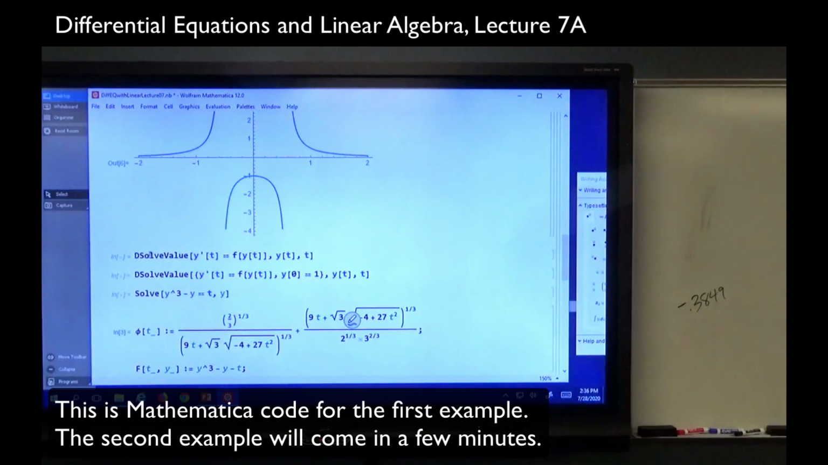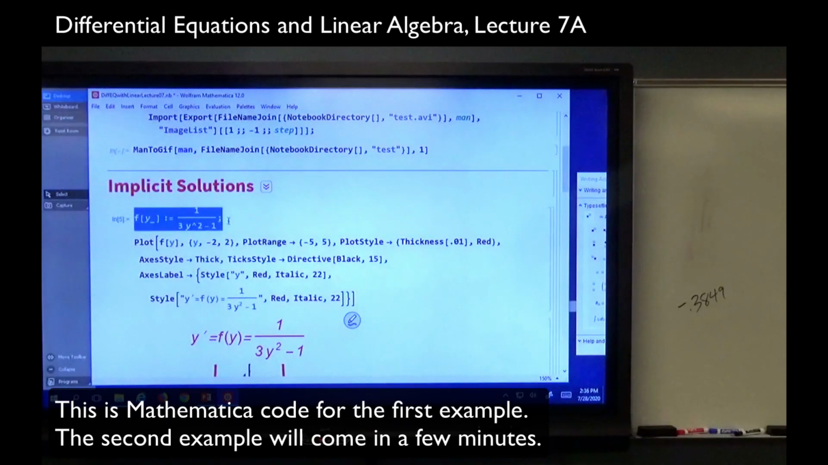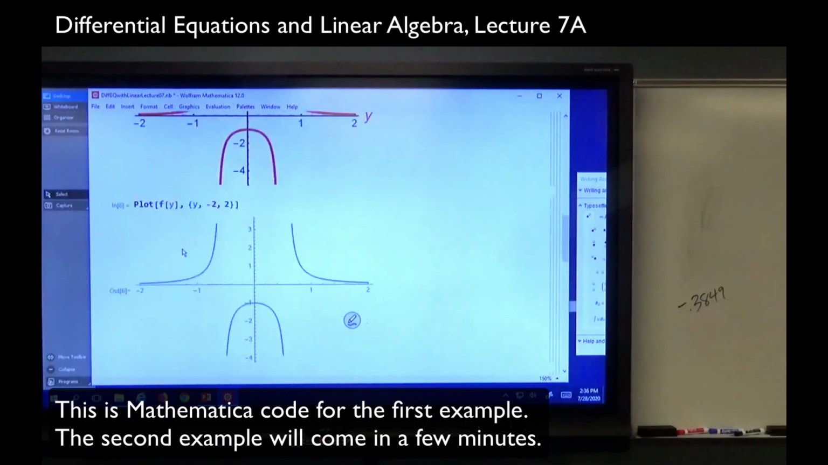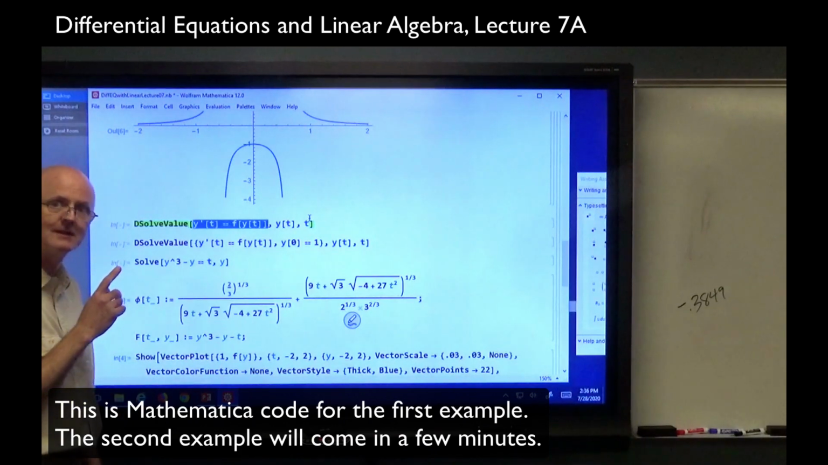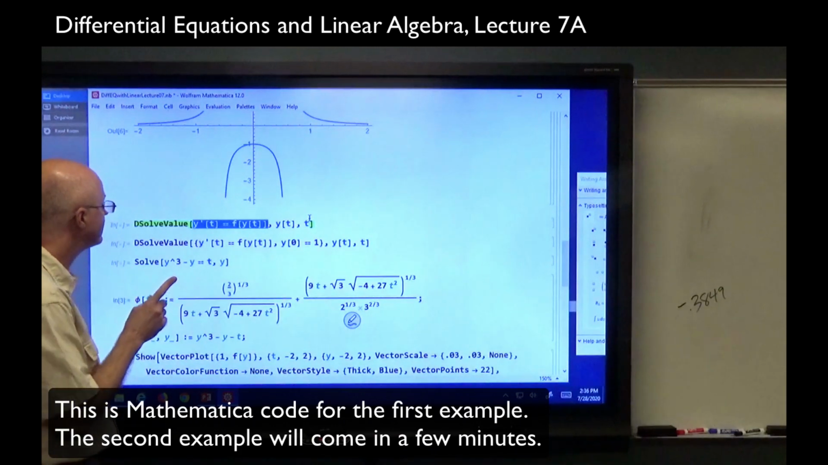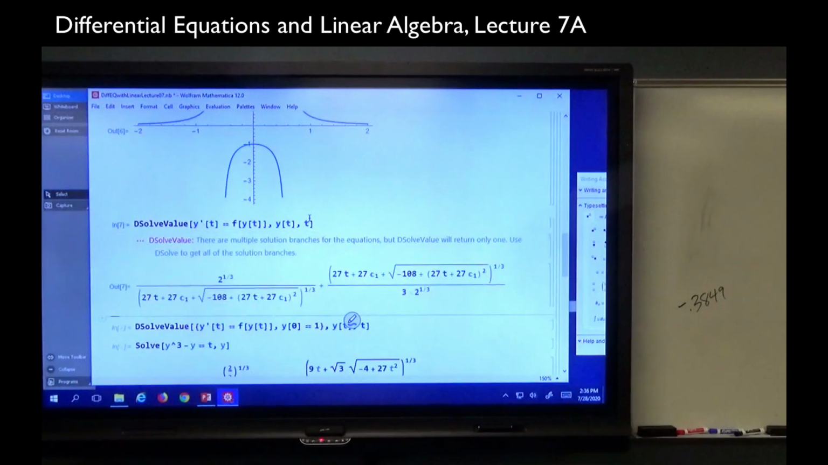Let's focus on the DSolveValue. I have defined the function f already. So once I've defined it, again, like I do in the plot here, I don't need the underscore anymore. I can use it. I can solve the differential equation. This is the previous example, by the way, not the example we're about to do.